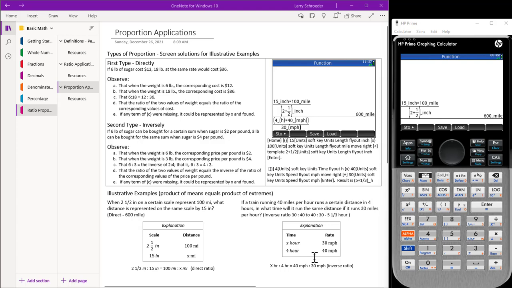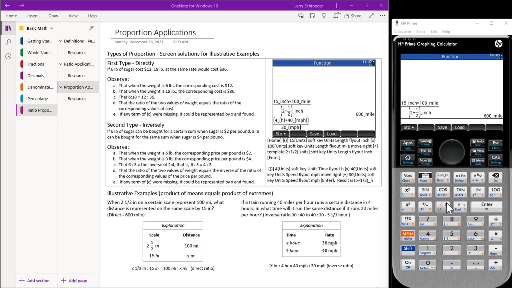Using paper for our details, we switch this over to fraction form. X over 4 equals 40 over 30. Then we use the means and extremes. 30x equals 4 times 40. Then we solve for x. The problem becomes 4 times 40 divided by 30. We will do this on our calculator, and we will use the units.